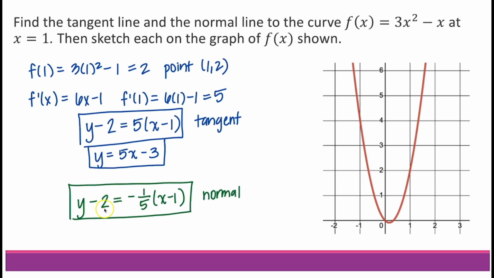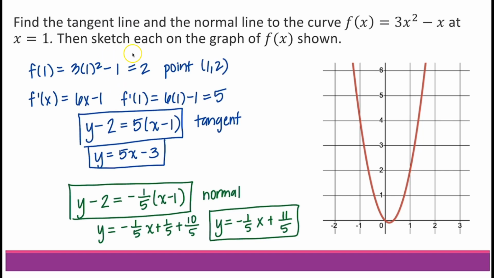given in point-slope form. If we want it in slope-intercept form, again, we have to solve for y. So here, since I'm dealing with fractions, I'll show a little more work. I have -1/5 x plus 1/5 plus 2, which is 10 over 5. So our normal line in slope-intercept form is -1/5 x plus 11 over 5. Now we want to sketch each of these on the graph of f of x shown.